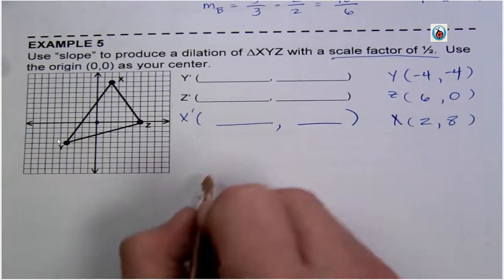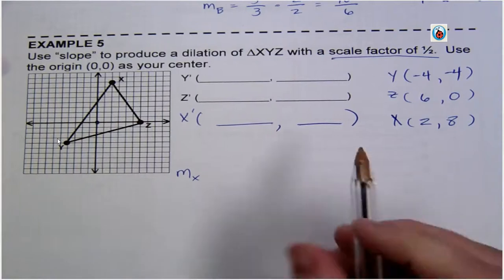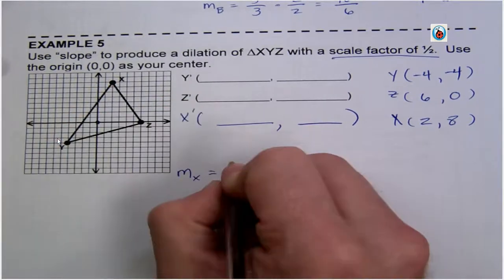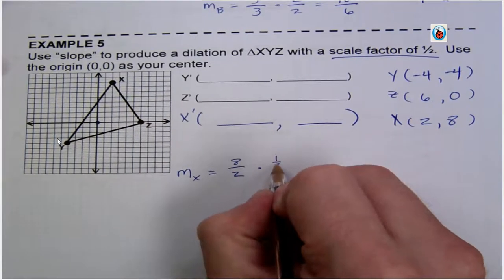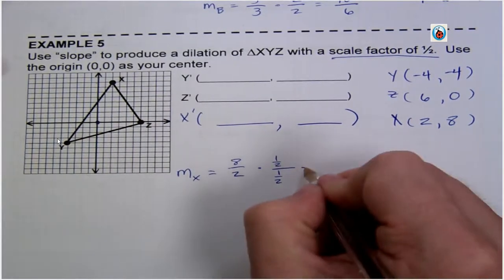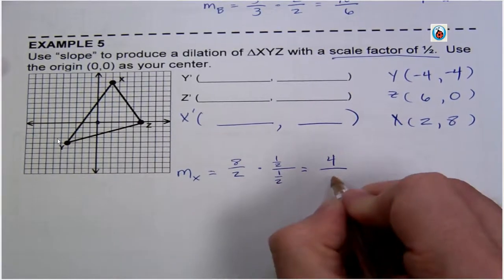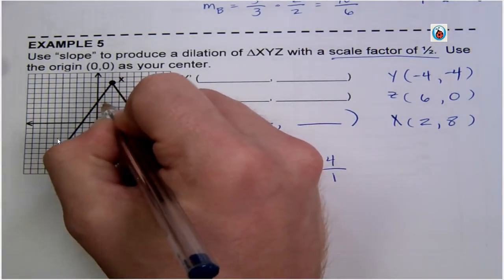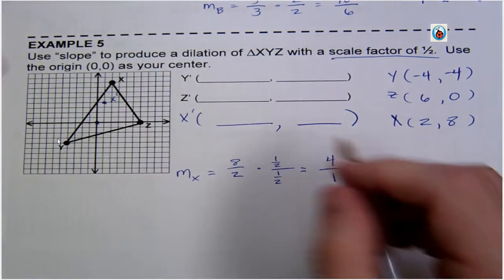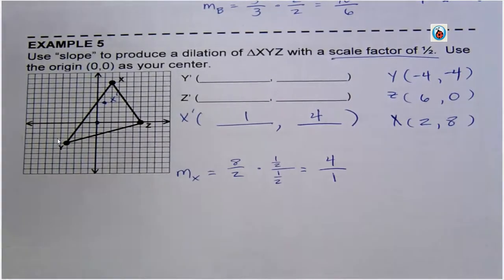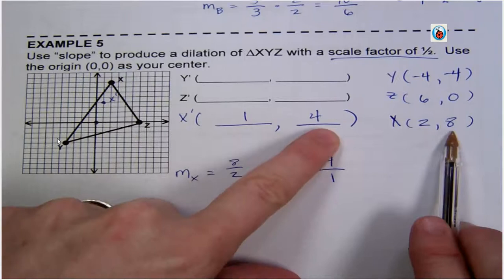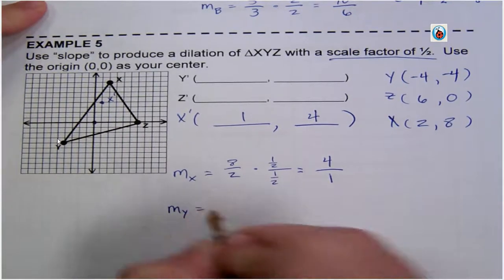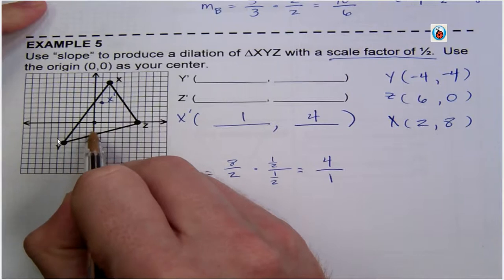So we can use our idea of slope, and I just like to go alphabetical, so I'm going to do x first. My slope from the center to x would be a rise of 8 and a run of 2. Well, now my scale factor that I'm multiplying those by is a half on top and bottom. 8 times 1/2 is 4, and half of 2 is 1. So the new point would be up 4 over 1, which would make its coordinates 1, 4. So just point out the pattern again. Notice I could simply just multiply those by half. That's what's happening.